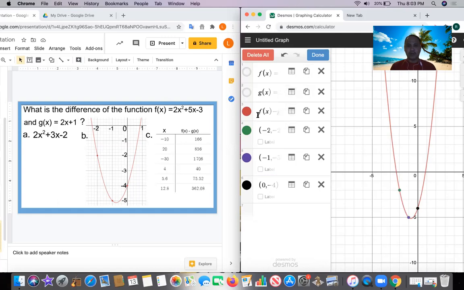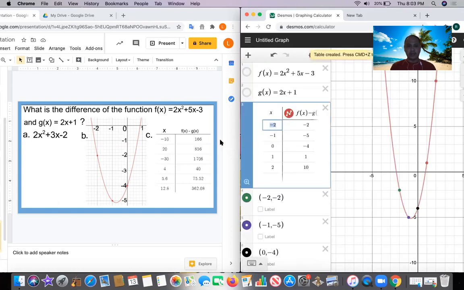This is the table of f of x minus g of x. This is the table. All right. Now here, the x value here is negative 10. Let us try to check if the y value is 166 in our table.